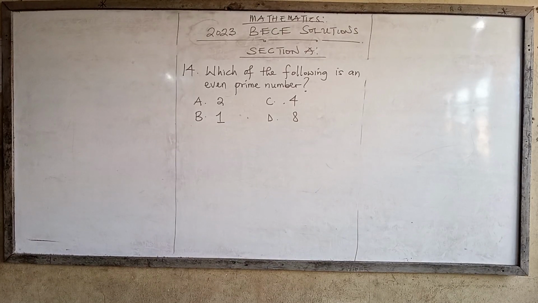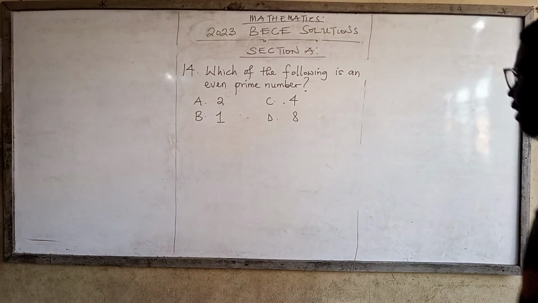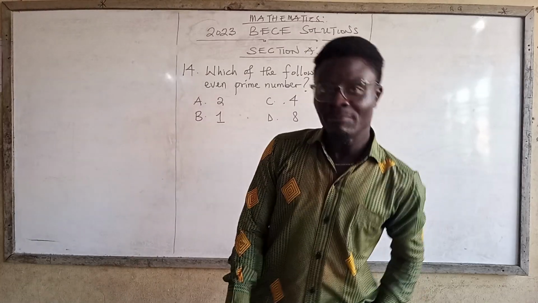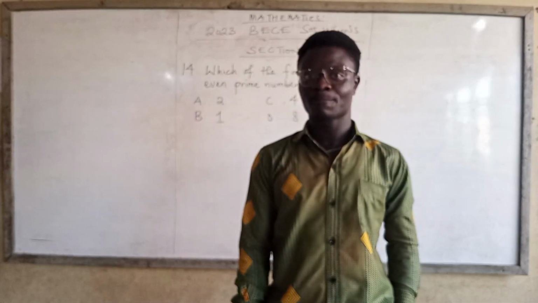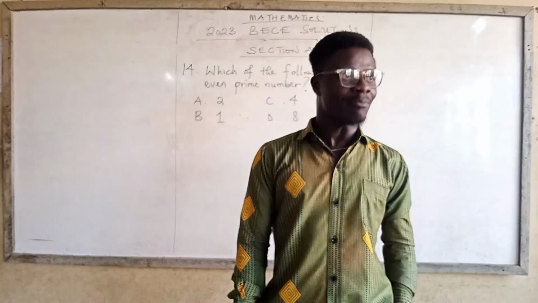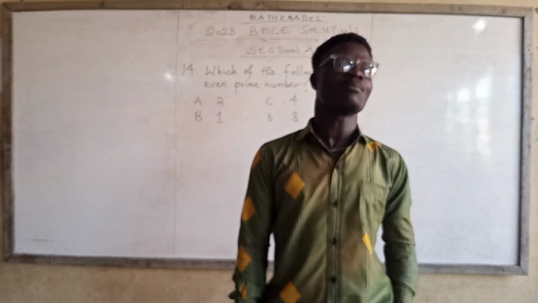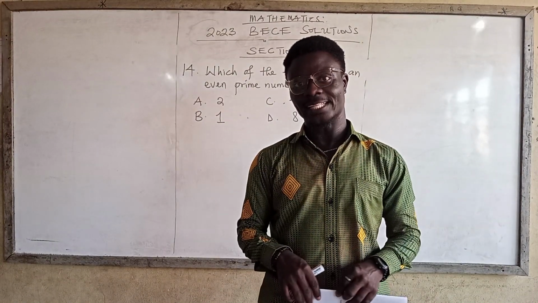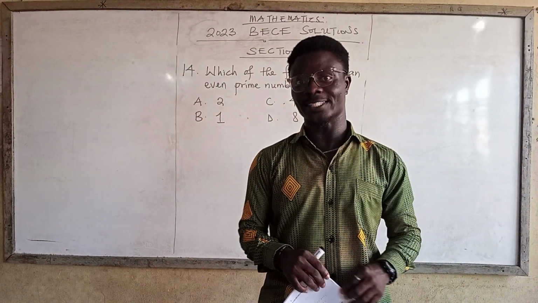So question 14, which of the following is an even prime number? Right. So when you talk of an even prime number, we mean this time around, the number we are after must be a prime number. And if that number is a prime number, it must also be what? An even number. So two things done at the same time, simultaneously, right?